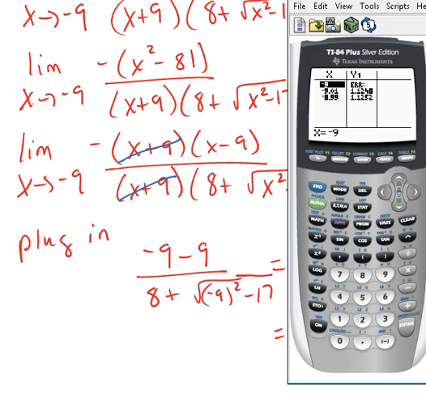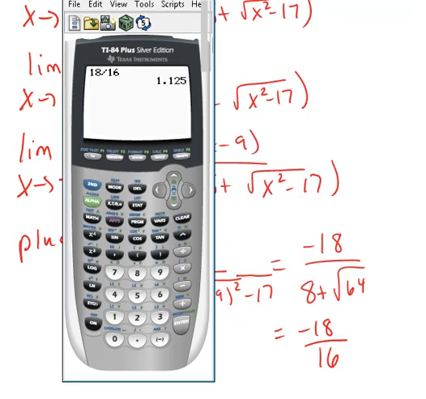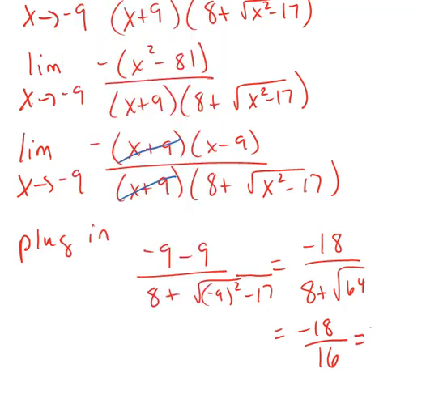And if you're having a good day, you can use your calculator, right? Of course, you can do it by hand if you want to. So this is 18 divided by 16. I bet that's something like 1.125. There it is. Or I guess we could reduce that fraction to be, let's see, 9 over 8, right? So negative 9/8.